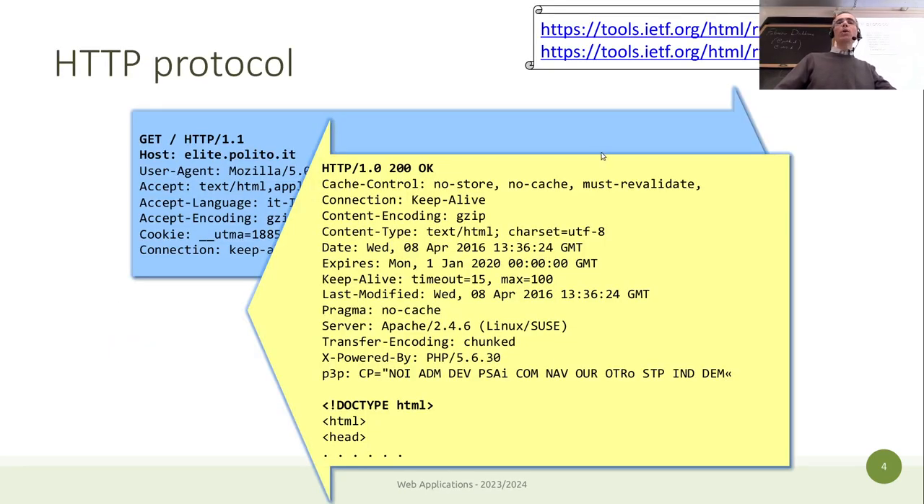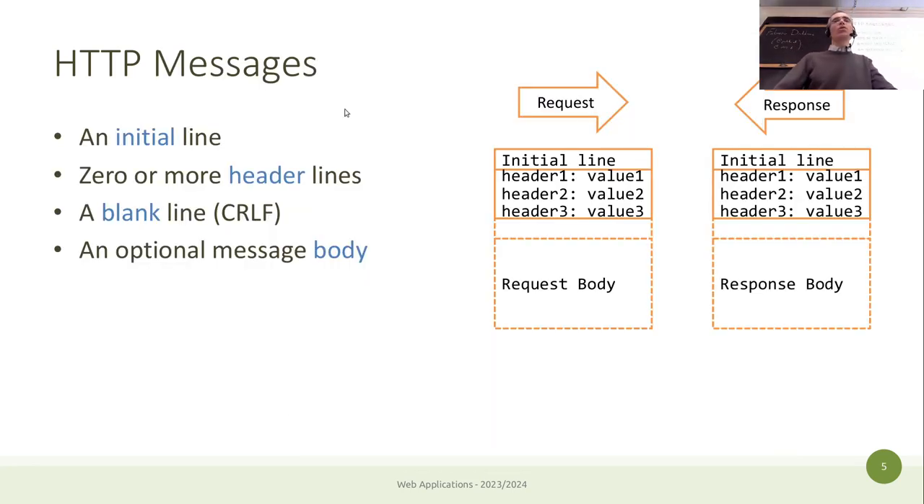So the HTTP protocol, I already talked about it, but now we recall the most important things that you need to know for this course. Okay? The messages are composed of an initial line, zero or more header lines, an empty line, and then there will be a body, a request body or a response body, that can be optional. The first line of the request and of the response is mandatory, and the others are optional, zero or more.